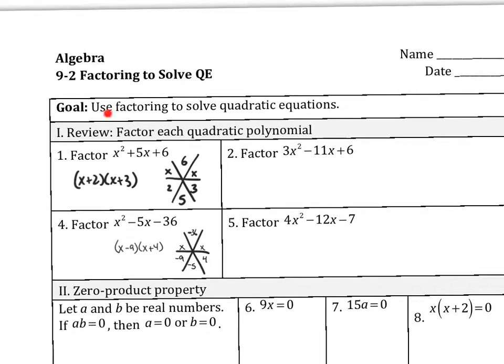Today what we're going to be working through is solving quadratic equations by factoring. Before we can do that, we need to understand two principles. Number one, how to factor. Number two, something called the zero product property.